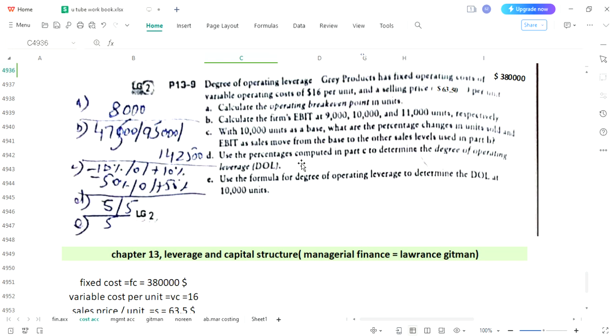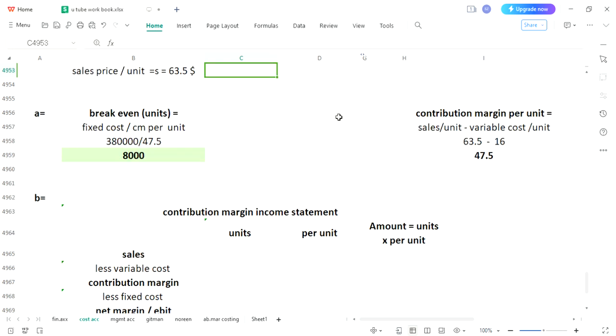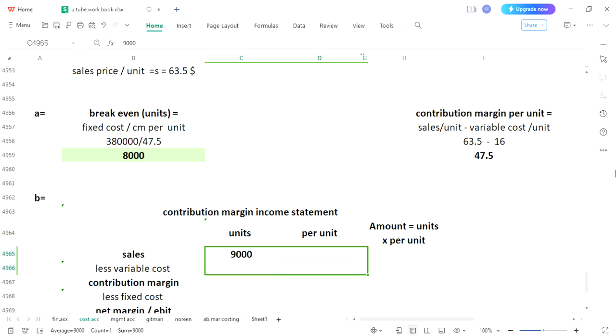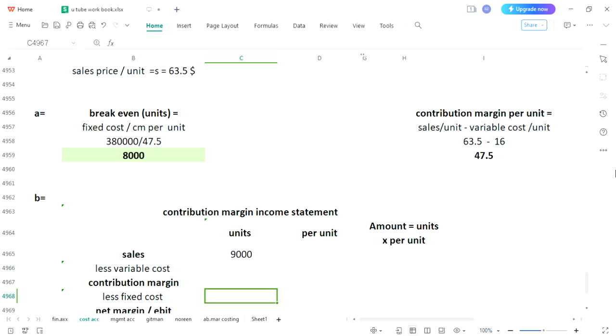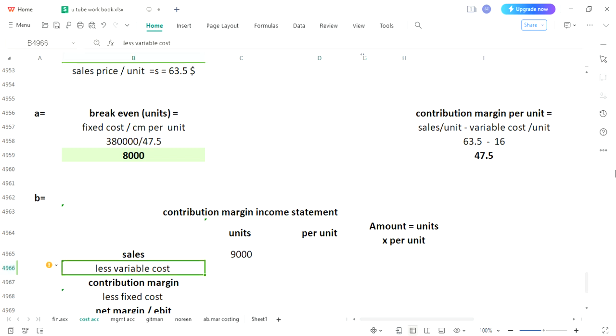At B, units are given. There are 3 different types of units, so one by one we will put in number of unit, 9,000 over here. First, complete income statement would be calculated for 9,000 unit. Over here please understand that number of unit sold would always be equal to number of unit of variable cost and number of unit of contribution margin, and this way you will understand the process.